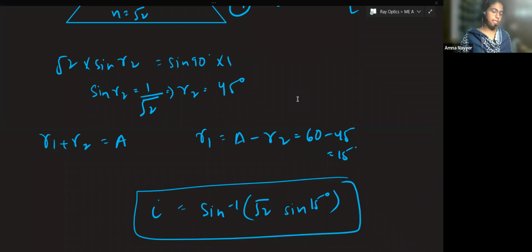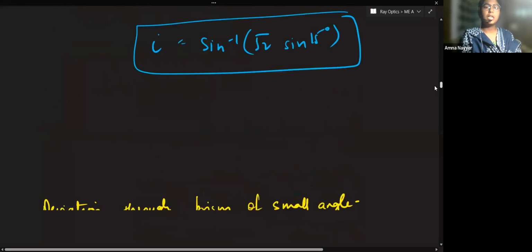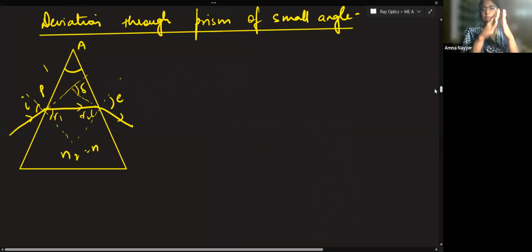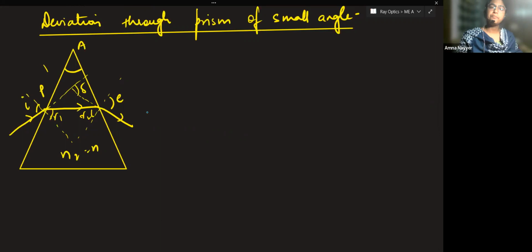Okay, and now same thing if deviation is through the prism. This is the last portion from the prism. Then we'll do something else regarding dispersion. If the angle is very small, this was the angle of prism. This angle of prism is very narrow right now.